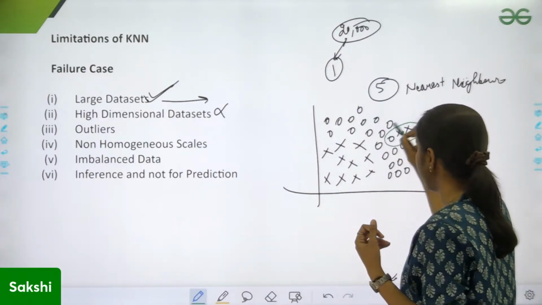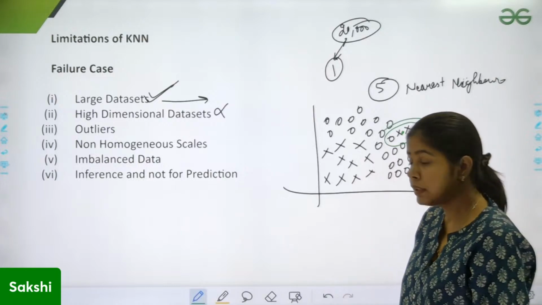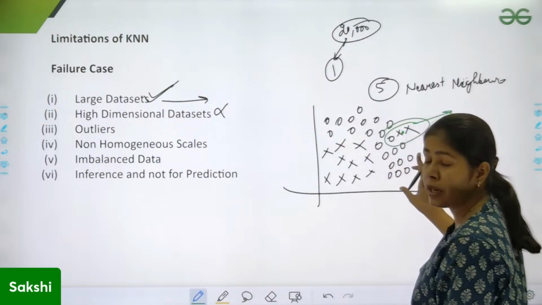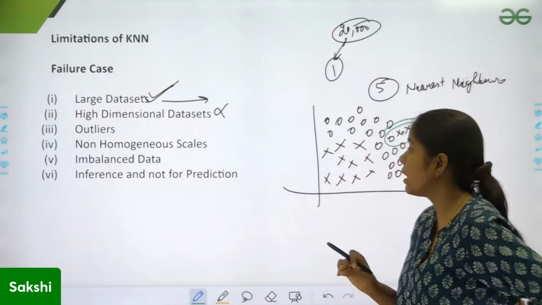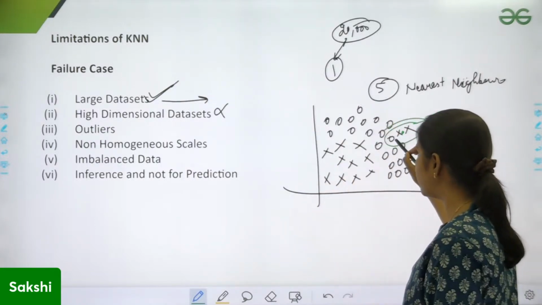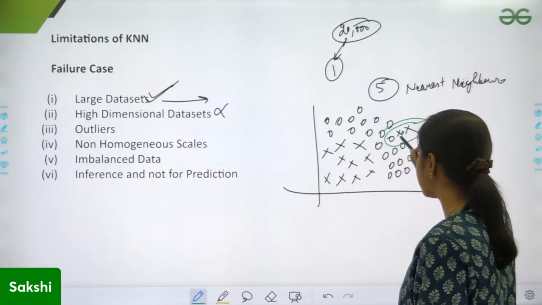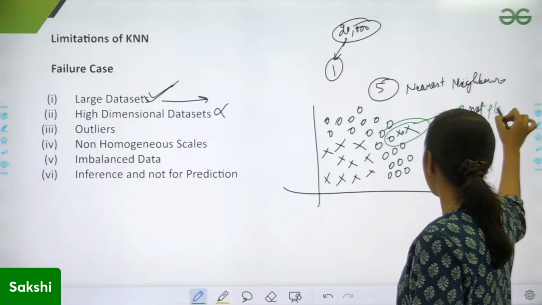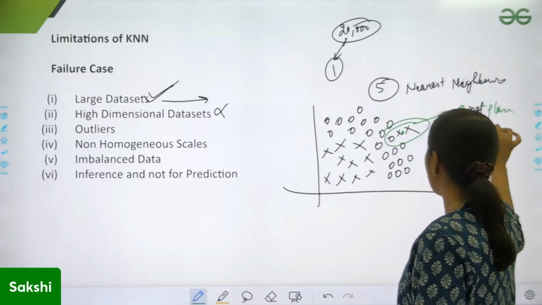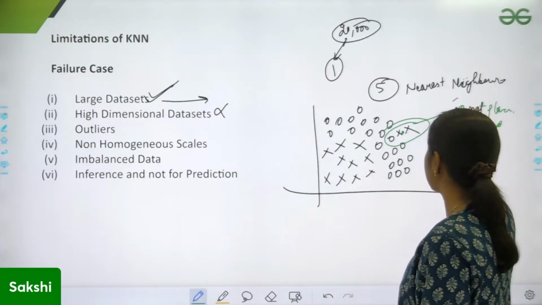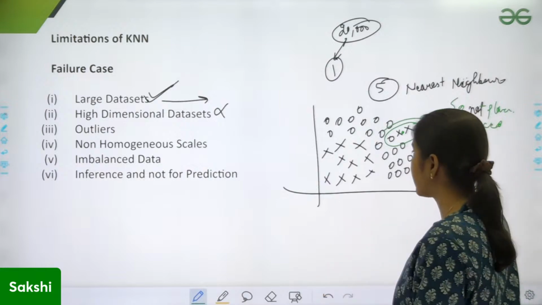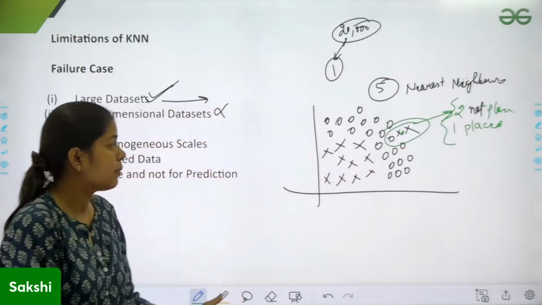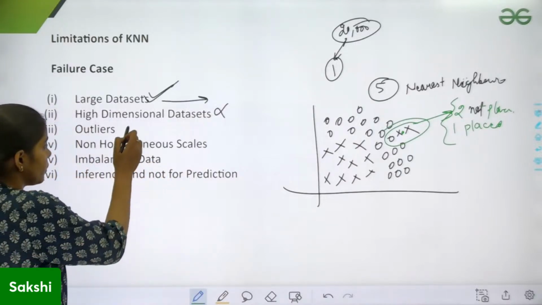So what would happen if I take the 3 nearest neighbors? This would be the 3 nearest neighbors, and you can see that all the points here are placed. But because of this neighborhood, two students are not placed and one placed. So out of that I am getting a maximum of two not placed. That's why this algorithm does not work with outliers. When we have outliers in my data set, this algorithm does not work.